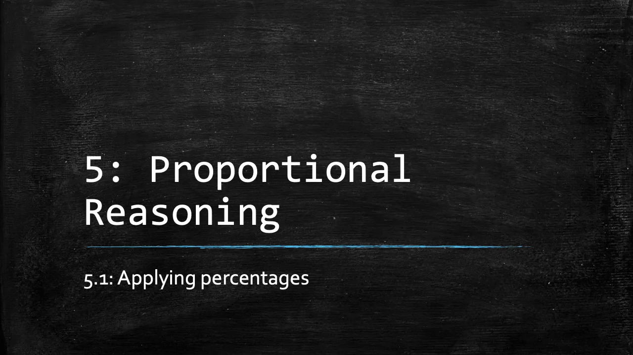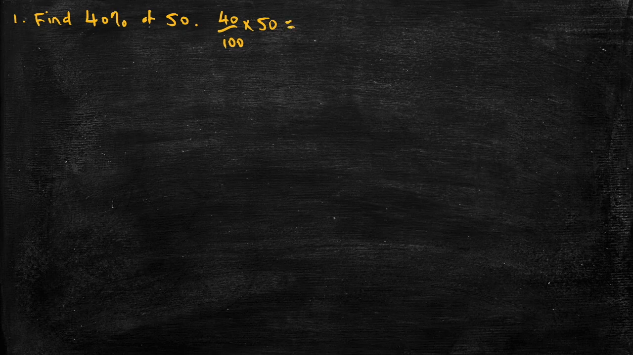In this video, I'll go through some examples of working with percentages. So one type of percentage problem is, for example, find 40% of 50. To solve this, we write 40% as 40 over 100 and then multiply it by 50, and if we calculate that out, it comes to 20. So that's probably the most straightforward percentage problem.